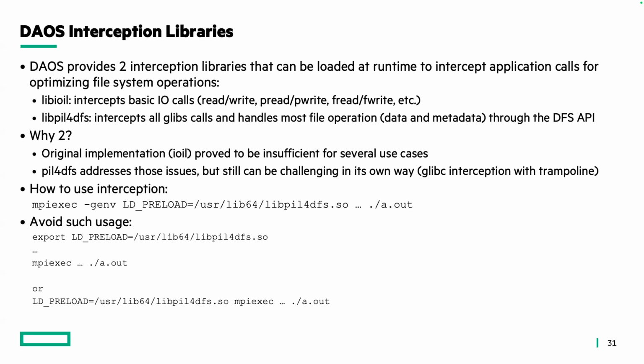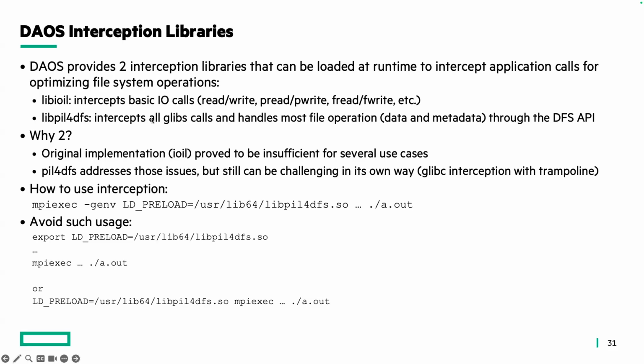So interception libraries. Historically, DAOS provided two interception libraries, and that's what's available today. One, what we call libIOIL, just intercepts basic IO calls: read, write, p-read, p-write, f-read, f-write. Basically, it was just for IO, raw data, not metadata. So with libIOIL, things like file creation, file deletion, stat, all that goes through Fuse, and IOIL will do user space IO basically only.